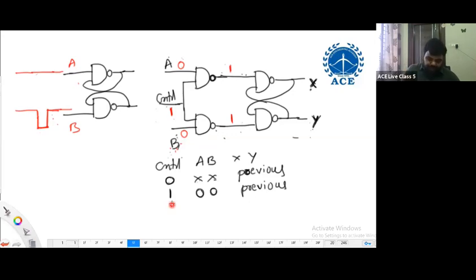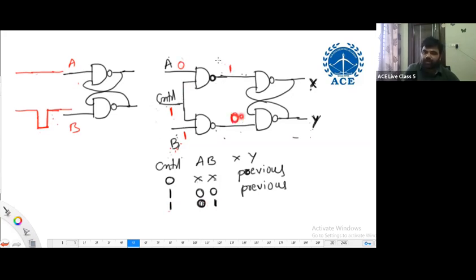Please wait. Now, when control is at 1, AB is 0, 1. What is it here? A is equal to 0, B is equal to 1. Check once again. When control is at 1, AB 0, 1 is applied. What does this 0, 1 mean? One input is 1, the other is 0.